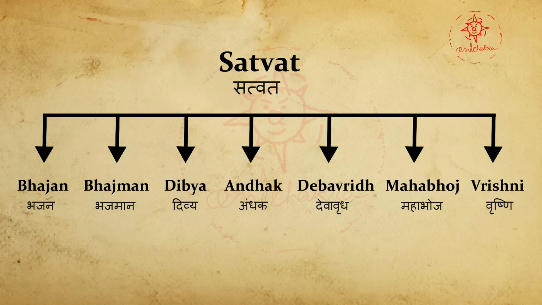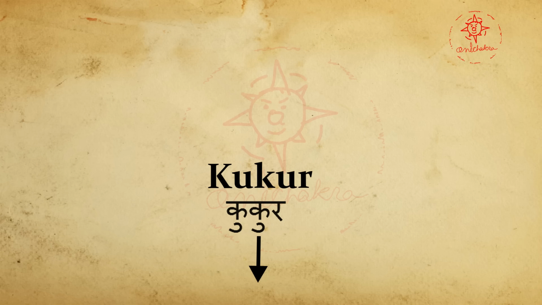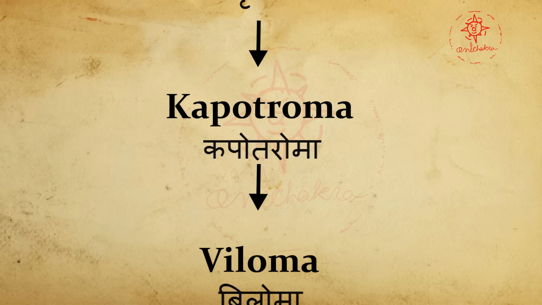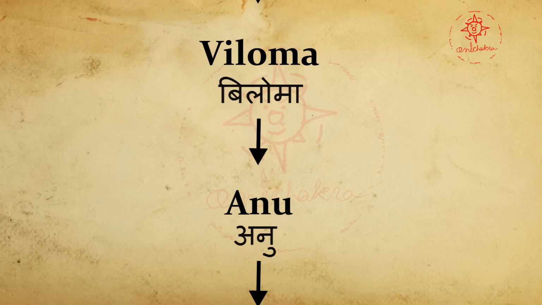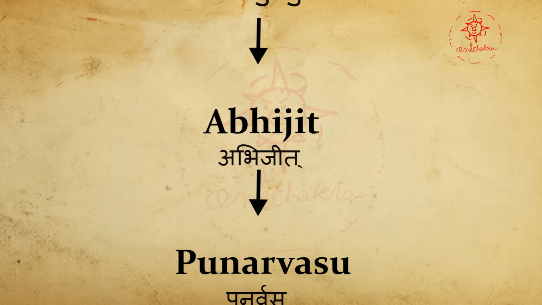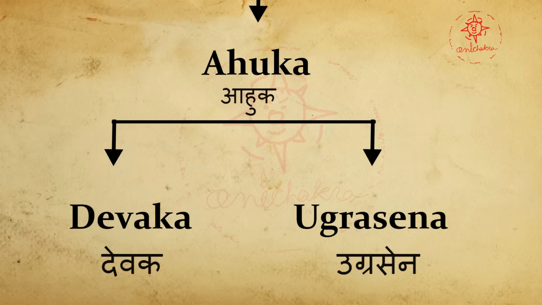Satvat's one son was Andhak. Andhak's 4 lads were Kukur, Hajman, Suchikambal, Varhish. Kukur's descendants were as follows: Dhrishta, Kapothroma, Biloma, Anu, Anak Dunduvi, Abhijit, Punarvasu, Ahuk. He had 2 sons, Devak and Ugrasen.